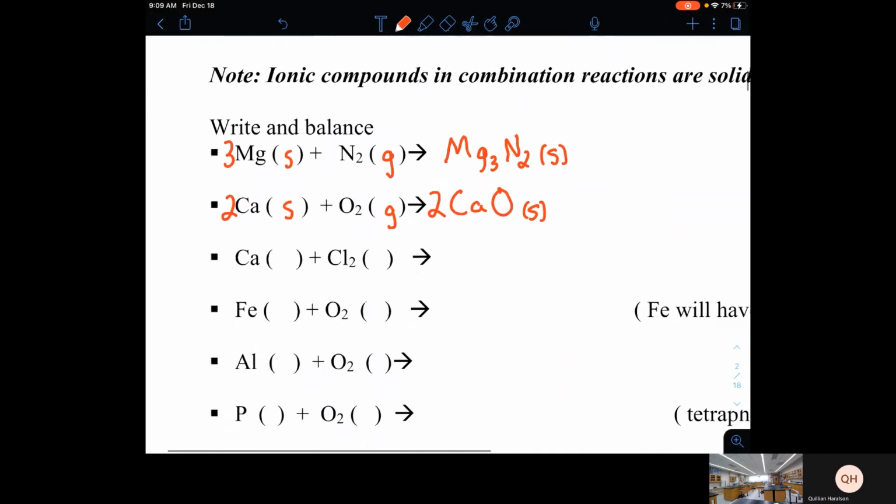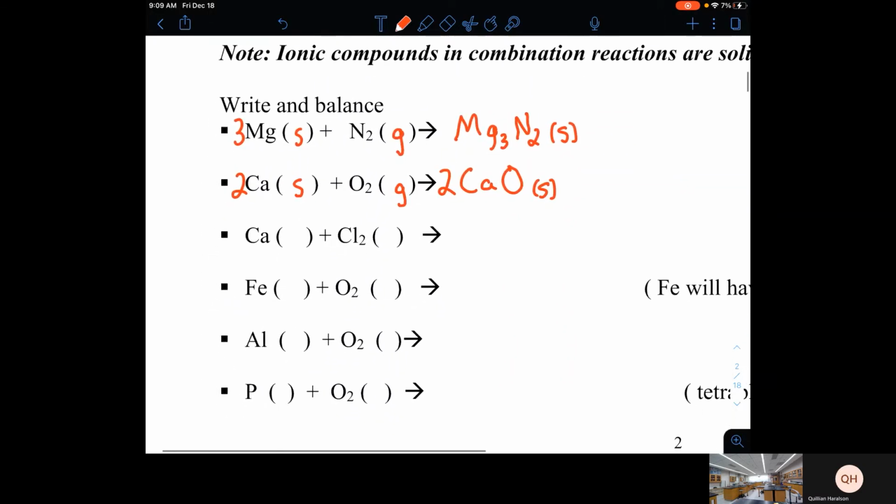For the next problem, I'm doing the same thing. I'm going to take calcium, which is a metal. Based upon the periodic table, we already said you're a 2+ charge. Chloride, based upon the periodic table, you're a 1- charge. So when I put this together, I'm going to end up needing 2 of the chlorides in order to cancel out the calcium's charge.